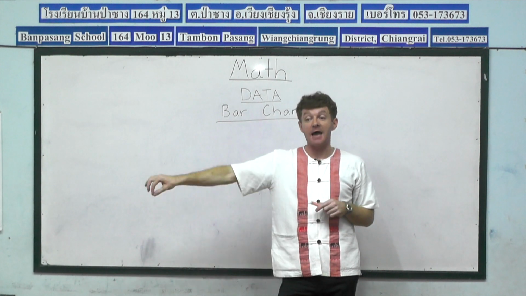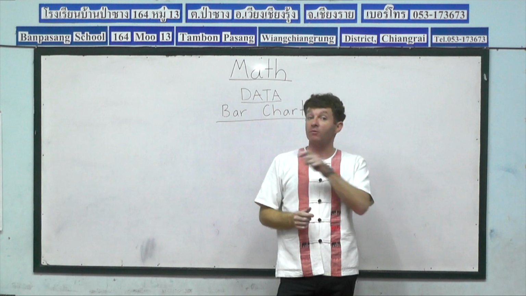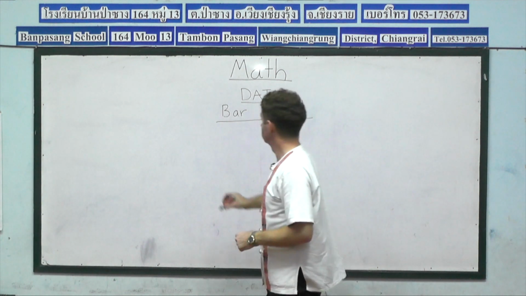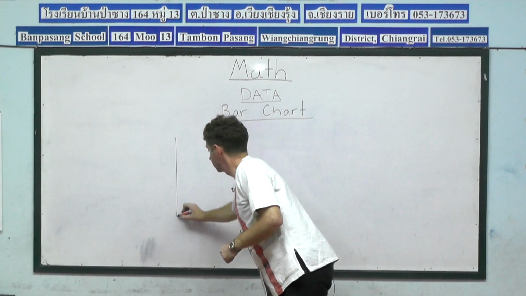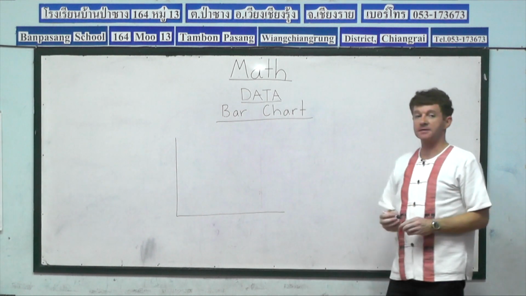Okay, so before we begin designing our own bar chart, it needs 2 things. It needs its line going across and its line going up. Horizontal axes and vertical axes. So at the very beginning, every bar chart should look like this.